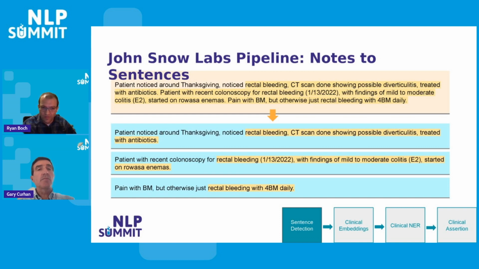What you see here is you have the 3 sentences below, and these are all evaluated independently through the John Snow Labs pipeline. And you see that middle sentence there is really key because it's got the date and the symptom for us.